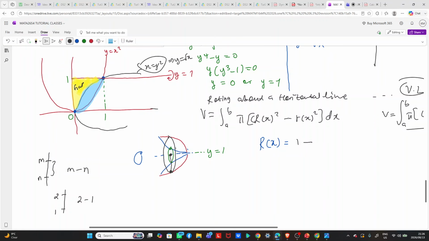But the red one is x squared, sorry. So this is supposed to be x squared. Then this one will be 1 minus square root of x.